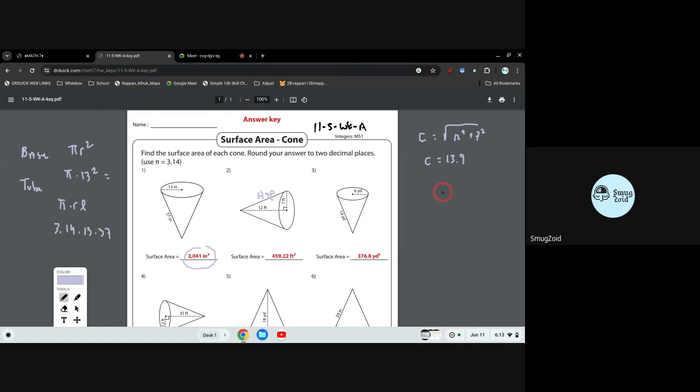So my base, once again, you have to use the radius. The base is going to be pi times 7 squared. That's the base, and you're going to add it to the tube part. The tube is pi times r, in this case 7, still a radius, times 13.9. A lot of people get this wrong because they're using the wrong part of these measurements.